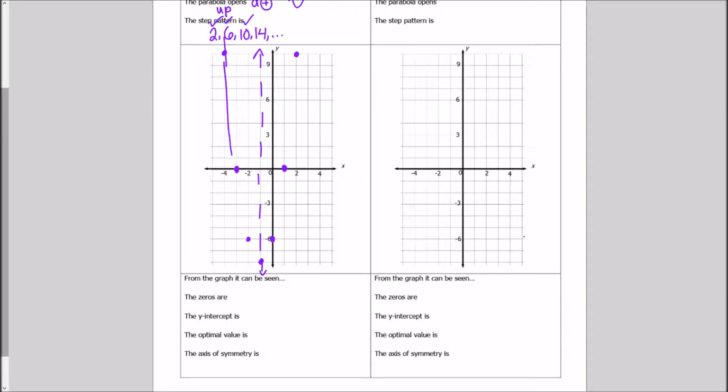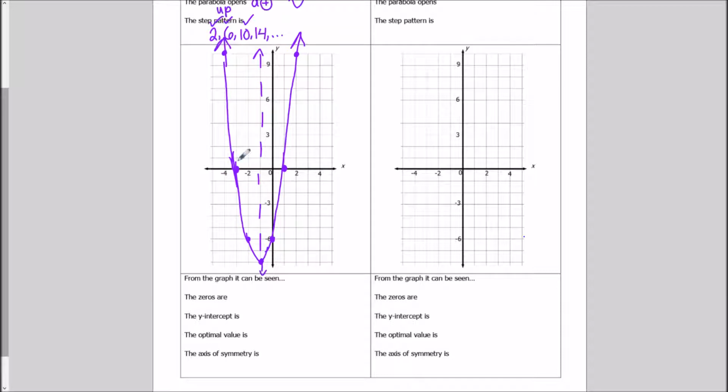I'm going to draw a smooth curve to connect my dots. And this right here is my parabola. Okay, now that I've done that, all I need to do is find out what the information is that we have down here. So it says from the graph it can be seen that the zeros are, now don't forget your zeros are where your graph crosses the x-axis.